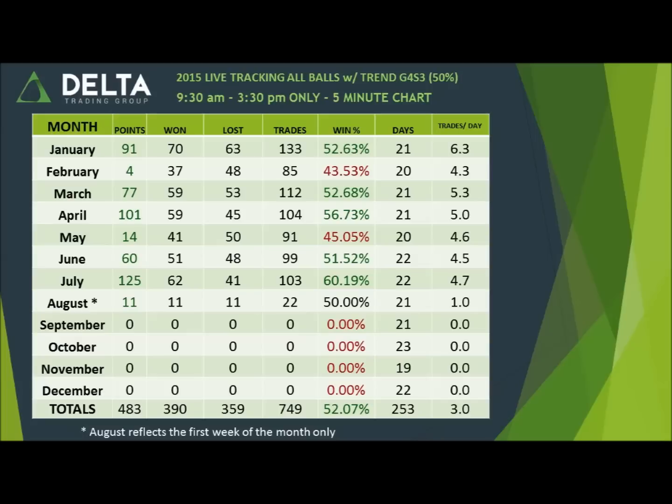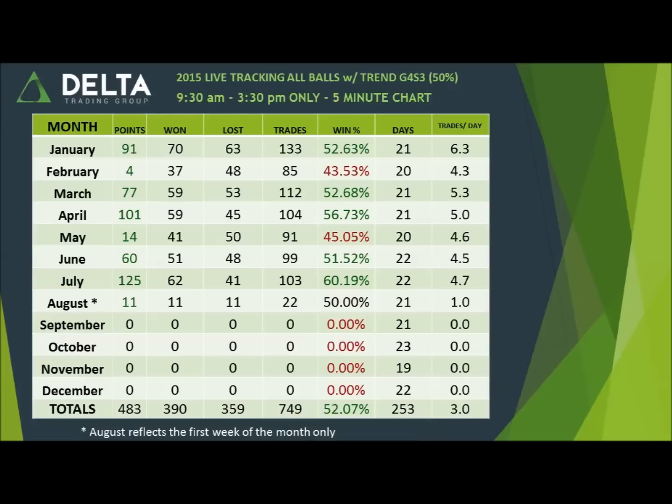In January we had an average of 6.3 trades a day, but often you only have 4 or 5 trades a day. Again, like I say in every day of trading, it's not about winning each individual trade. It is about making money. And to make money, you have to set your risk-reward ratios so that they are appropriate for the particular trade that you're doing. In this case, it's all balls with the trend, which is only a 50-50 trade at a G4S3. Normally, you'd be doing a Delta 123 trade, which is a 60-40 trade at a G4S3.